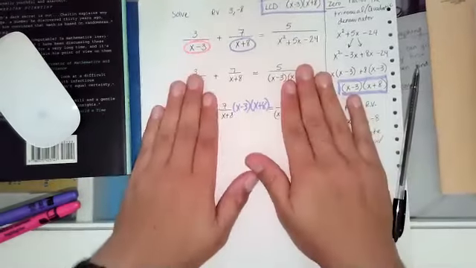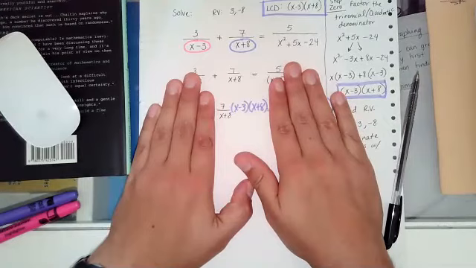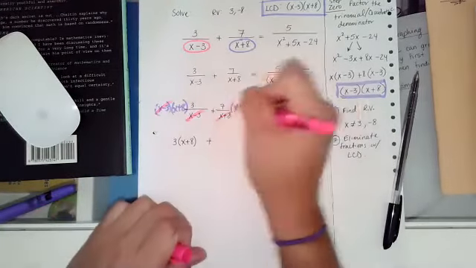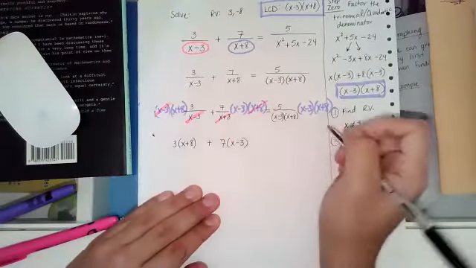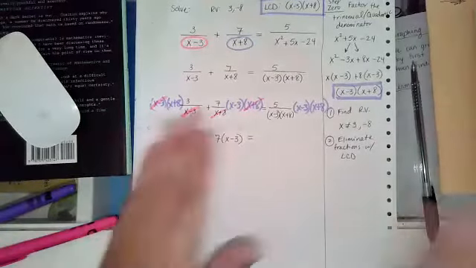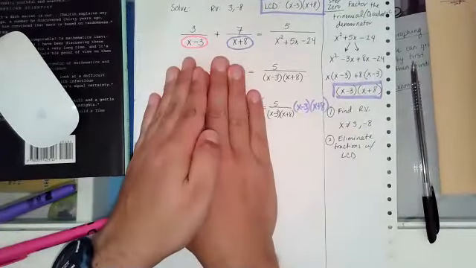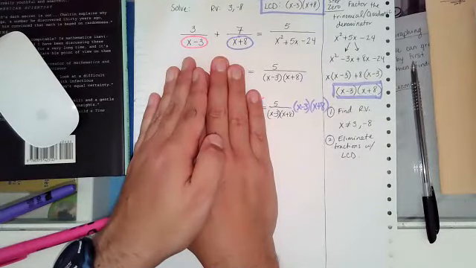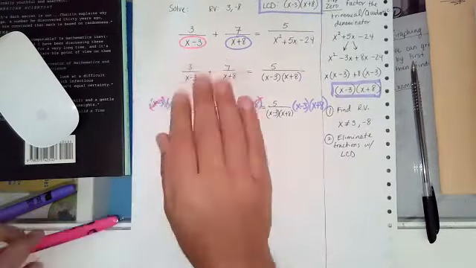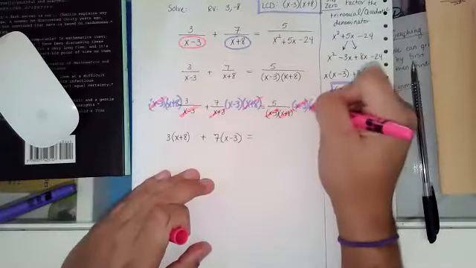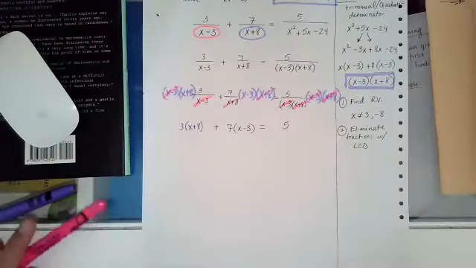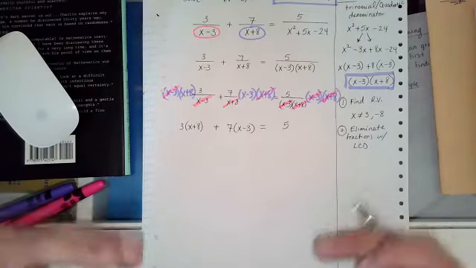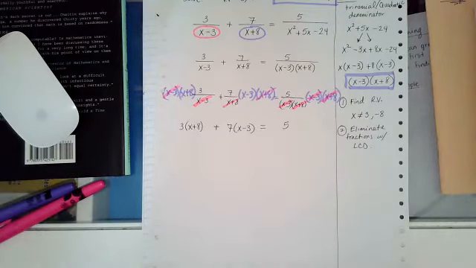For the second term, what cancels out? The x plus 8. So what's left over? 7 times x minus 3. Yep. And then for the last term, what cancels out? X minus 3 and x plus 8. Both polynomial factors cancel out, which will leave you with just 5. So it was a lot of ugly writing in all the steps before this. But once we canceled out those fractions, now we're left with something that's a lot simpler to work with, okay?